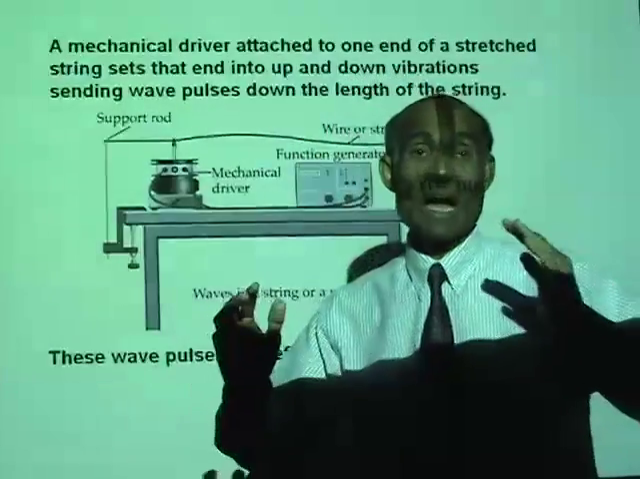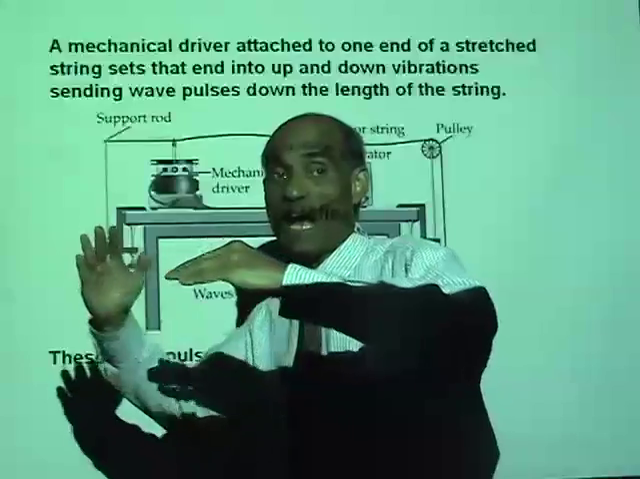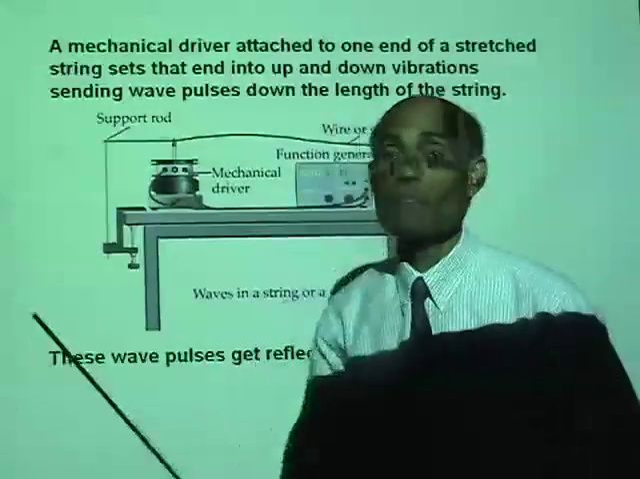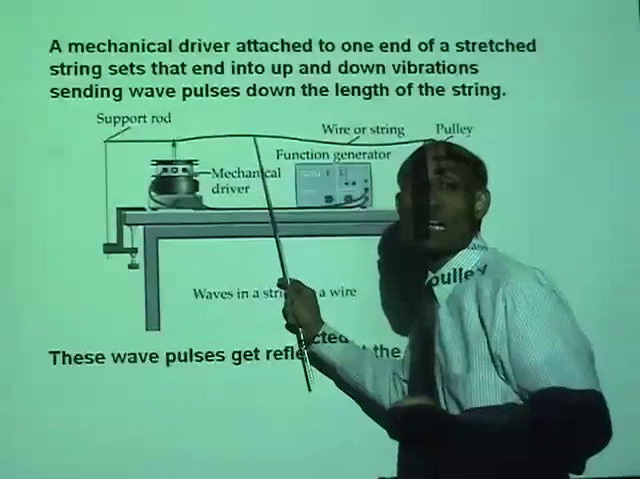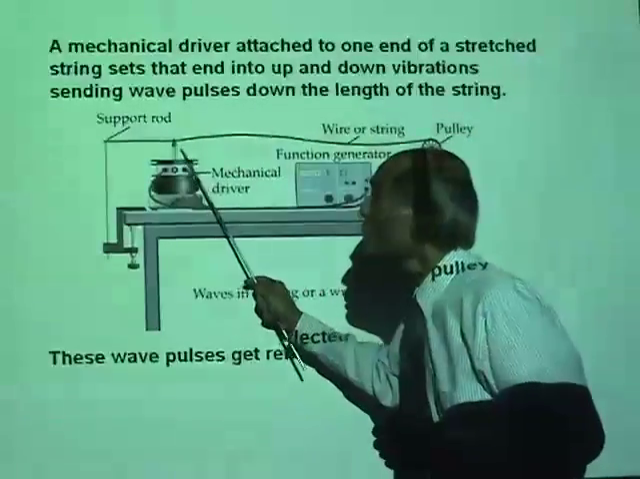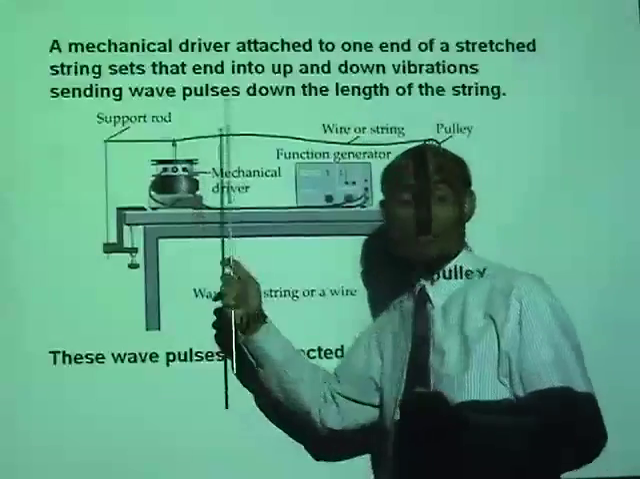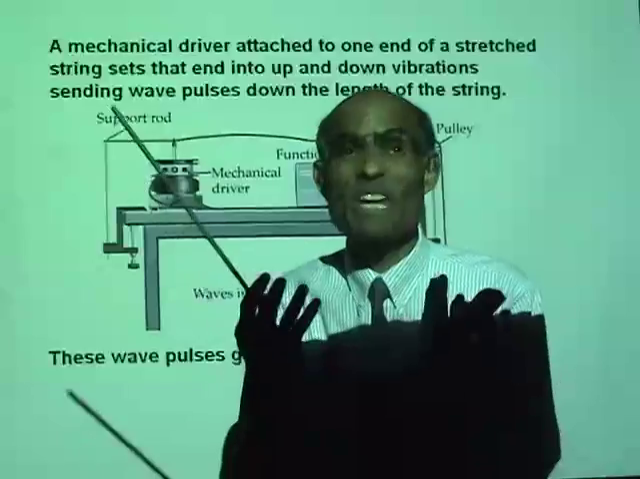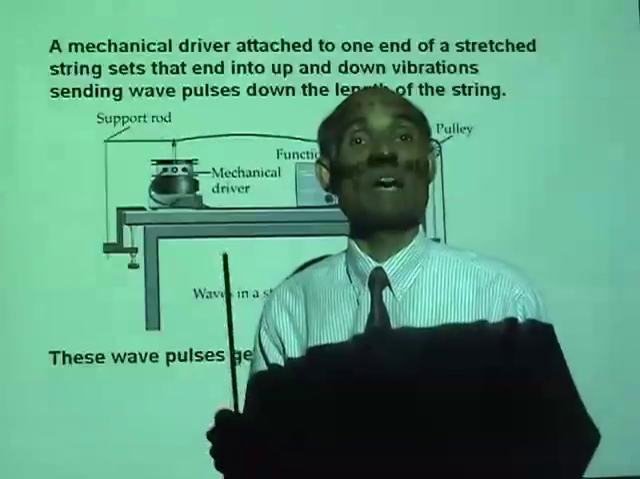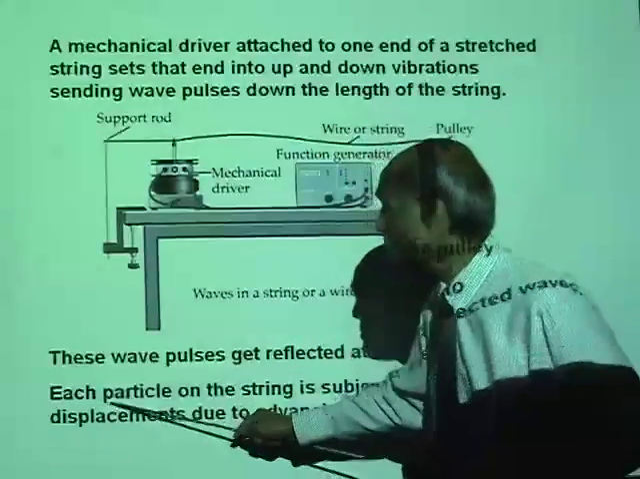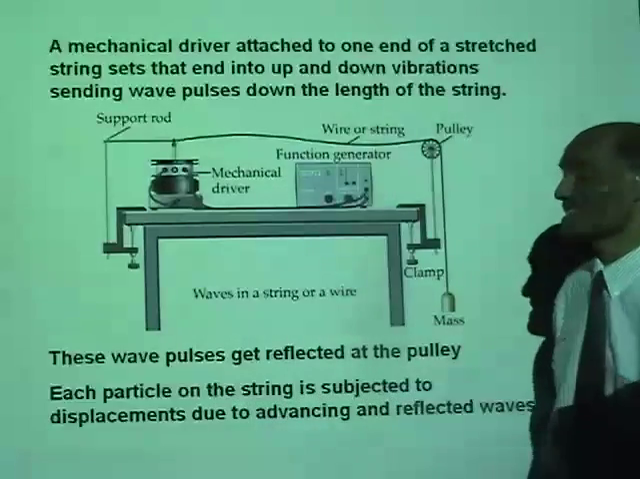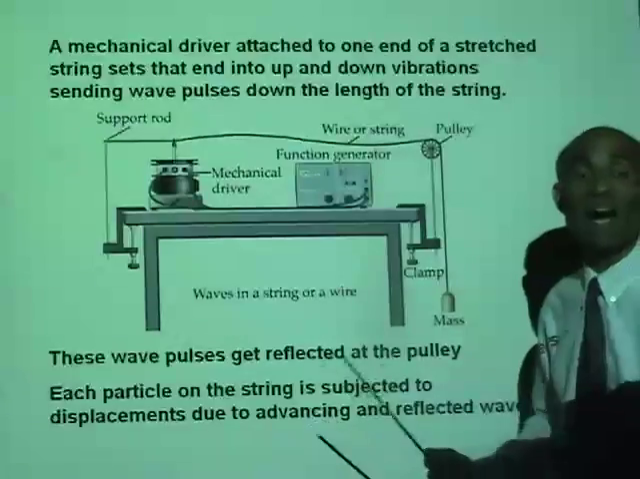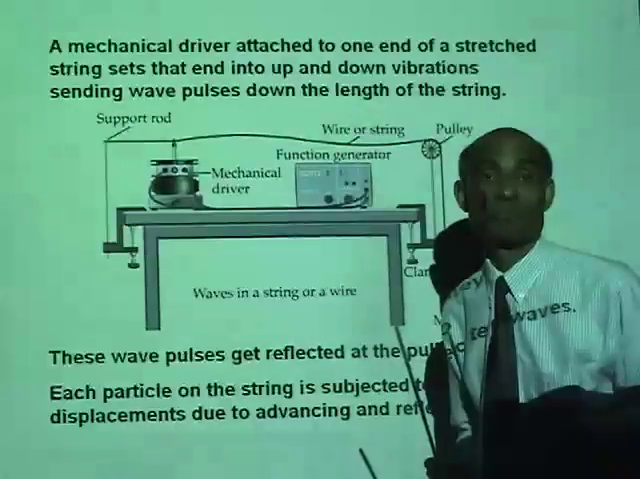Now what happens as the advancing wave and the reflected wave interfere? Don't they interfere? Well, each segment is now subjected to the advancing wave and the reflected wave. Now how will the vibrations of each particle be affected because of that superposition? Each particle on the string is subjected to displacements due to the advancing and reflected wave.